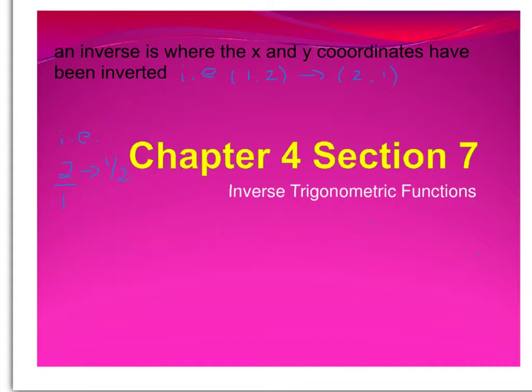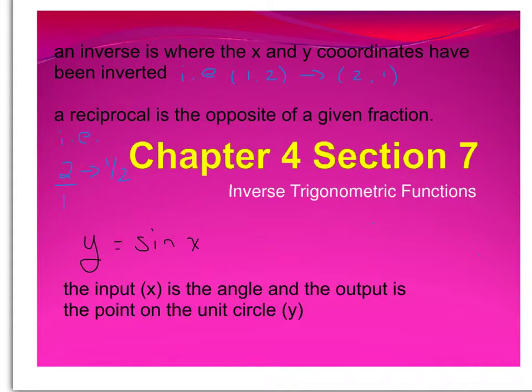And remember, when we're evaluating the trig functions, let's say y equals the sine of x. Remember that your input is the angle, and the output is the point on the unit circle. So when we're evaluating y equals the sine of x, the input x is the angle on the unit circle. If we're talking about pi over 4, pi over 2, pi, I want to know the corresponding point on the unit circle. The y is the output, the point on the unit circle.